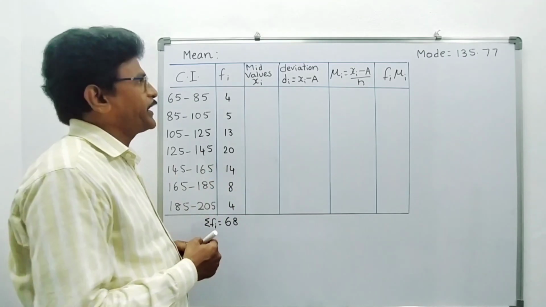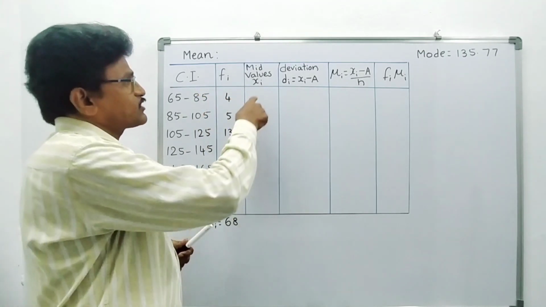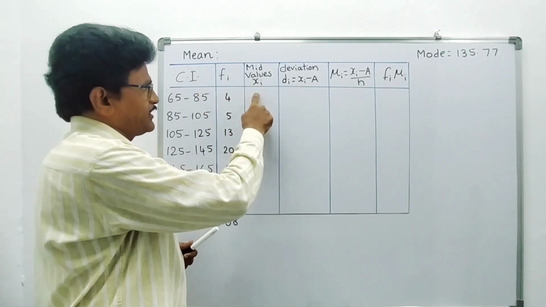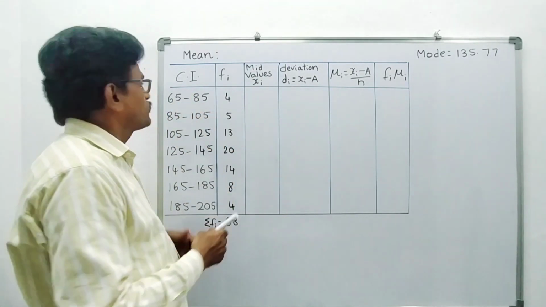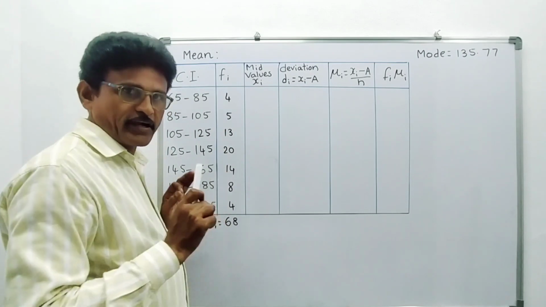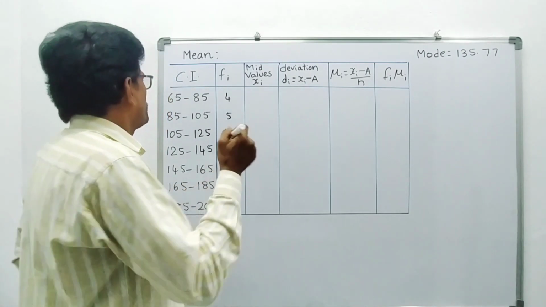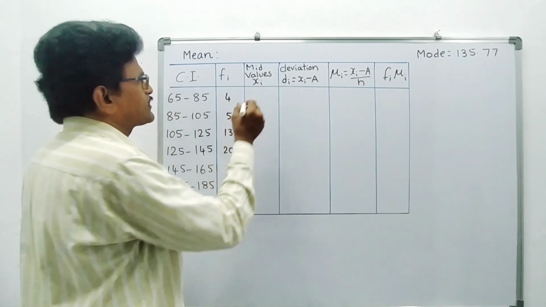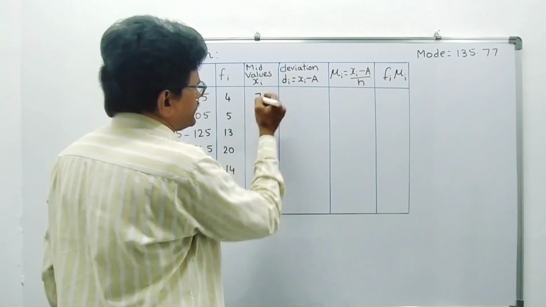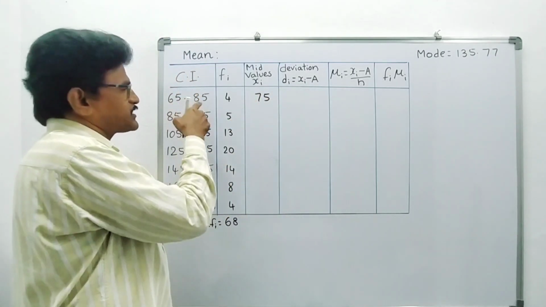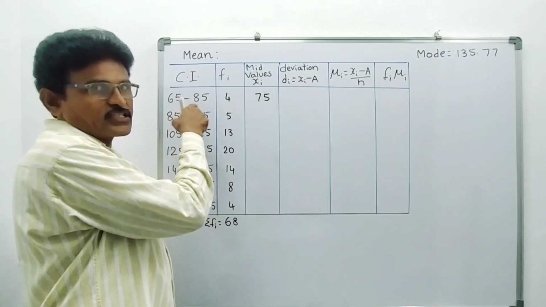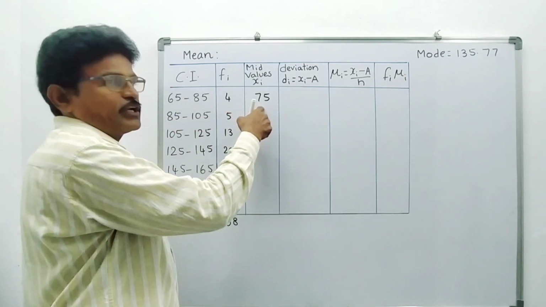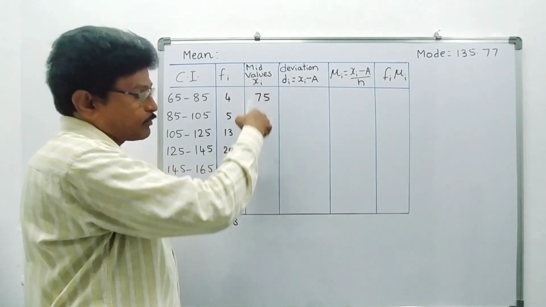Now what do we have to find? Mid values. That is also called class mark, xi. What is the mid value for 65 and 85? For these class intervals we have to find mid values. Okay. Mid value of 65 and 85 is 75. How to get this 75? 65 plus 85 by 2. Okay. Mean of these two, average of these two. That is mid value. We can say class mark also.